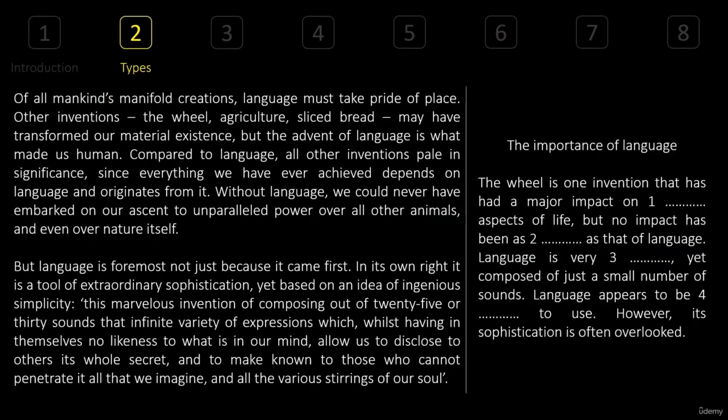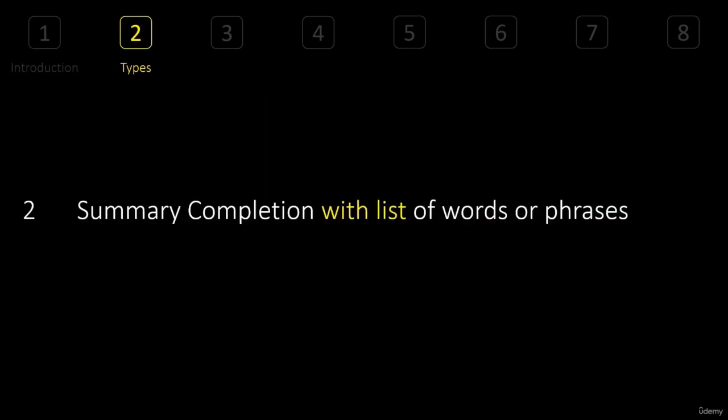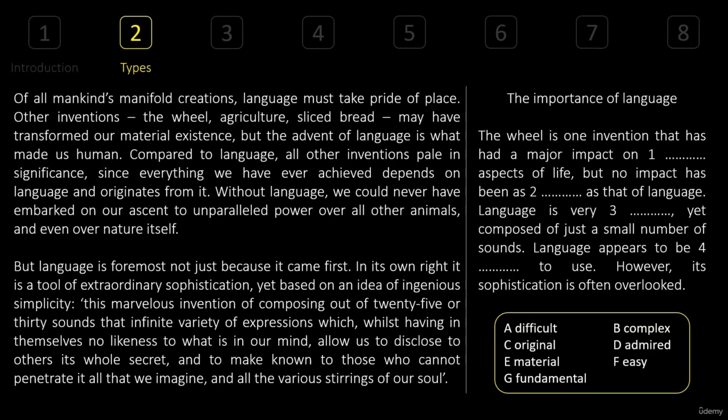You see here, we don't have any box providing us options A, B, C, or D to choose from and provide answers. Of course, you have to read the passage. There is no such box with words or phrases. Hence, this is called the question type summary completion without a list, without a box which has phrases or words.